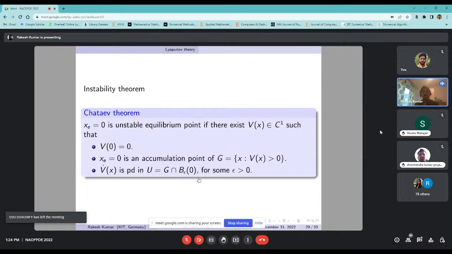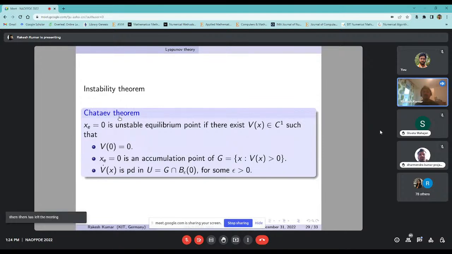When we say that your system is stable or not, we have the sufficient condition. But if we fail using that Lyapunov function, then how do we say that your system is unstable? For that case, there is the Chetaev theorem. Using this theorem, we can say that your system is unstable.